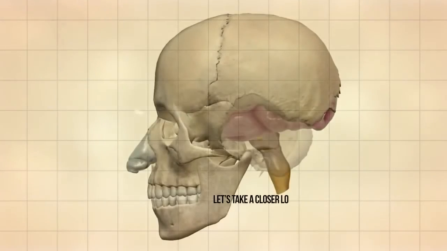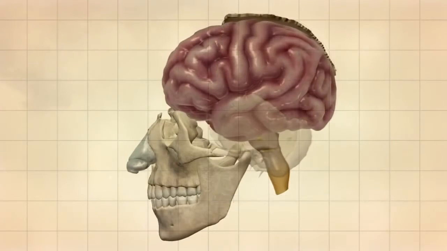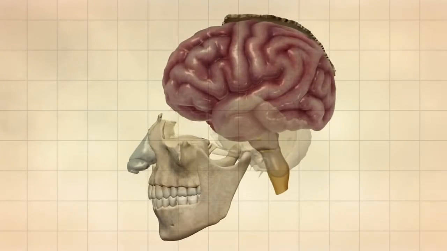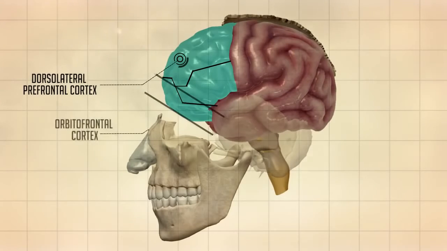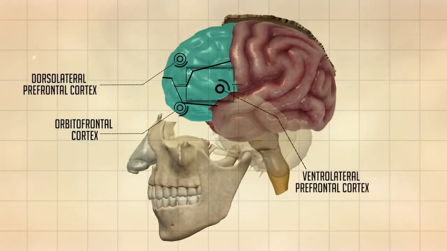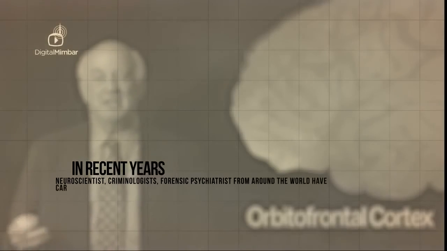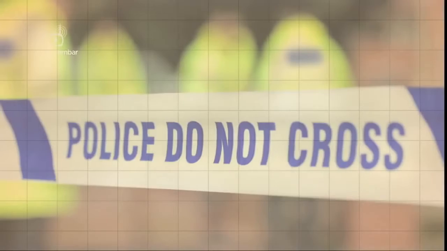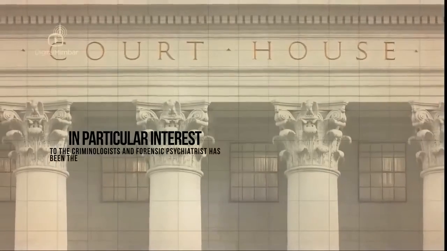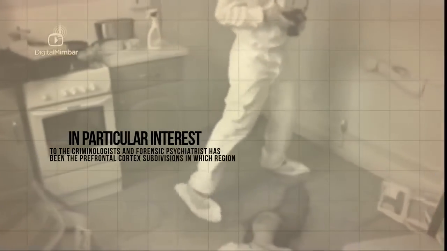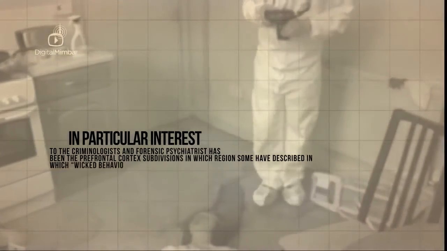Let's take a closer look at the prefrontal cortex subdivisions. This area of the brain has been divided into three main subdivisions, known as the dorsolateral prefrontal cortex, orbitofrontal cortex, and the ventrolateral prefrontal cortex. In recent years, neuroscientists, criminologists, and forensic psychiatrists from around the world have carried out a number of studies on the human brain. In particular, the interest of criminologists and forensic psychiatrists has been the prefrontal cortex subdivisions, in which regions some have described wicked behavior takes place.